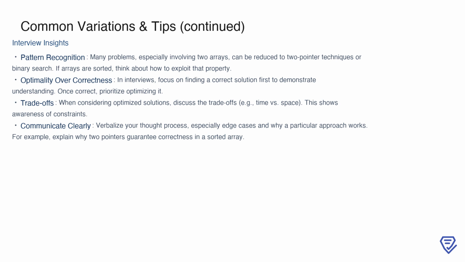In an interview setting, there are key strategies that can help you stand out. Recognizing patterns is essential. Many problems involving two arrays can be simplified using techniques like two pointers or binary search, especially when the arrays are sorted. It's also important to focus on finding a correct solution first before worrying about optimization. This demonstrates your understanding of the problem. Once you have a working solution, then shift your attention to improvements. Discussing trade-offs, such as time versus space complexity, shows that you're mindful of constraints and can think critically about your approach.